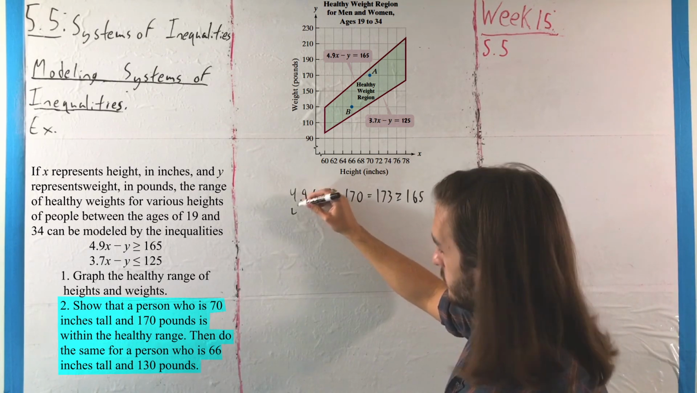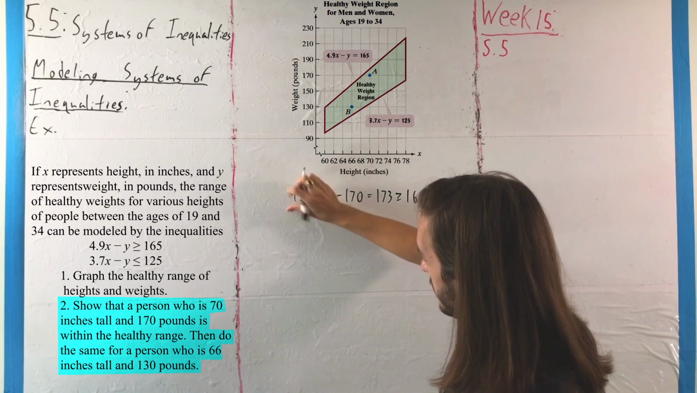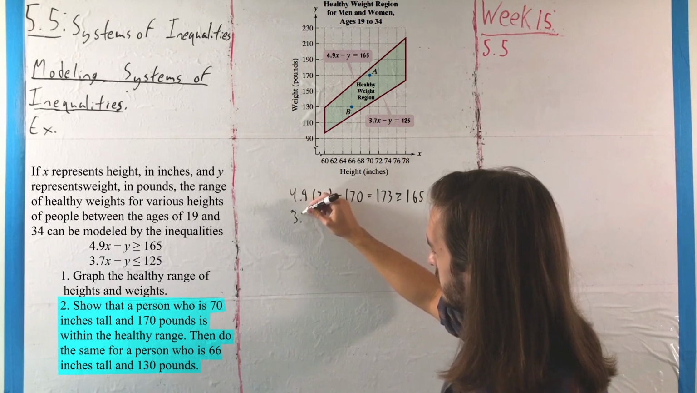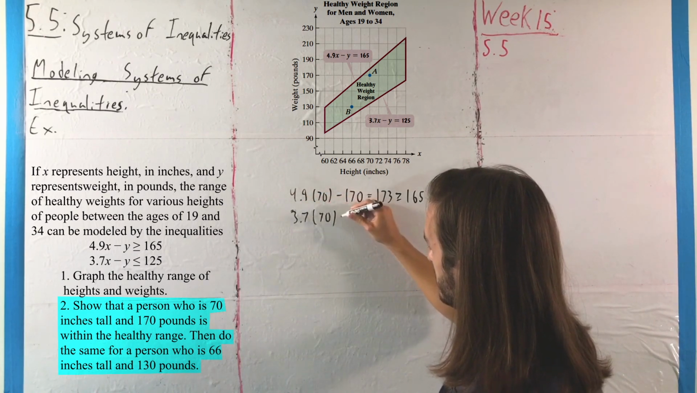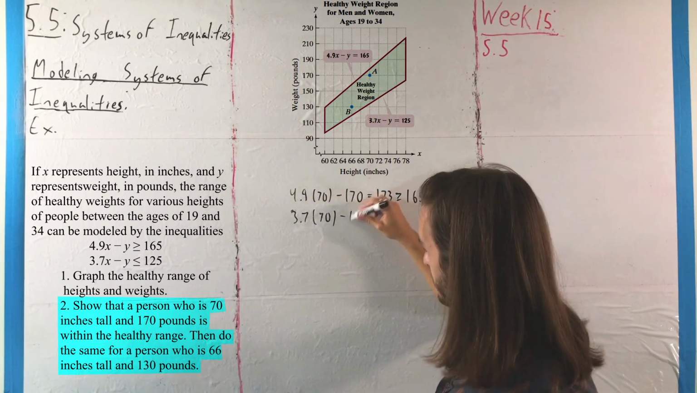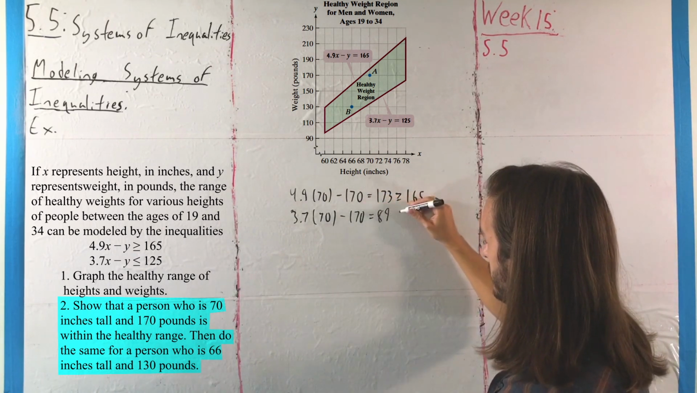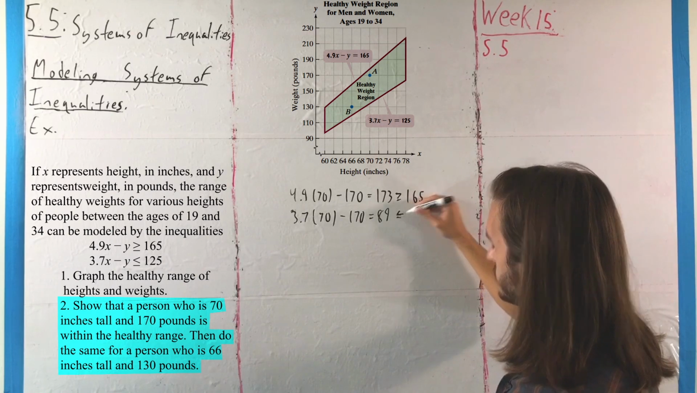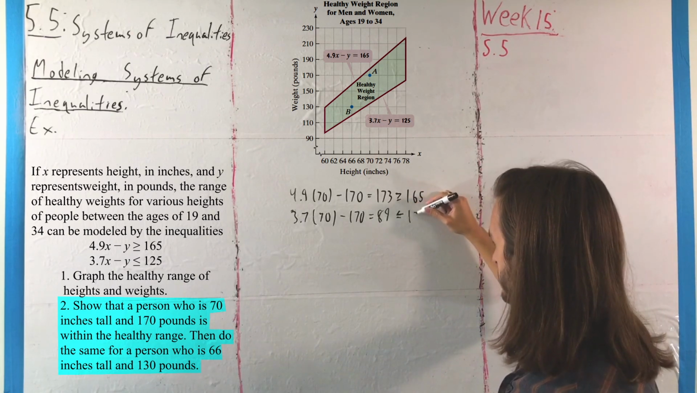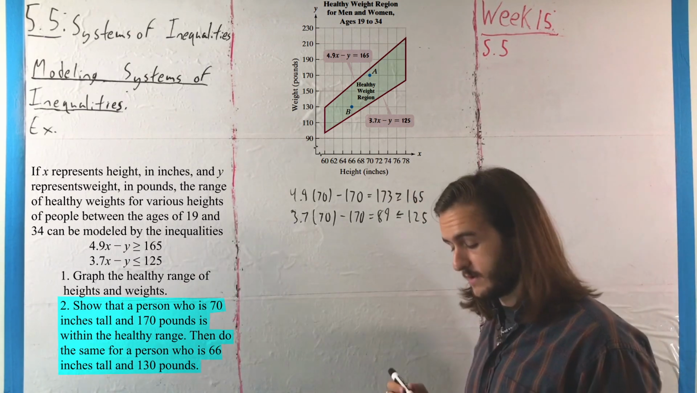Then for the second, we would have, not 4.9 for that, 3.7 times 70 minus 170 again, is equal here to 89, which is also at most, or well, it's less than, but it's definitely at most 125.